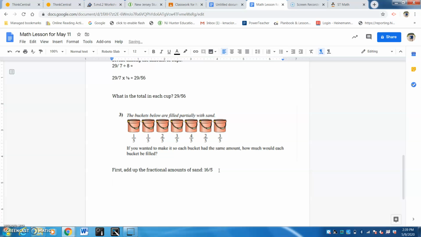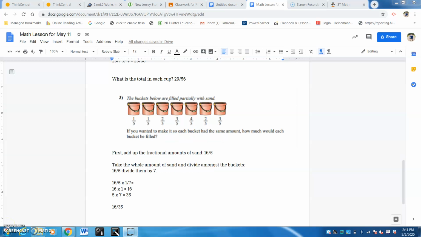Now you're going to take that sand, take the whole amount of sand, and divide it amongst the buckets. So how many buckets do we have? We have 1, 2, 3, 4, 5, 6, 7. So now we're going to take 16/5 and we're going to divide them by 7. Yes, 7. Take a moment, pause the video, make sure you're using the reciprocal, and find out how much each bucket had of sand.